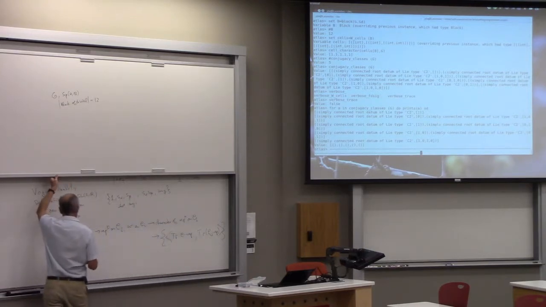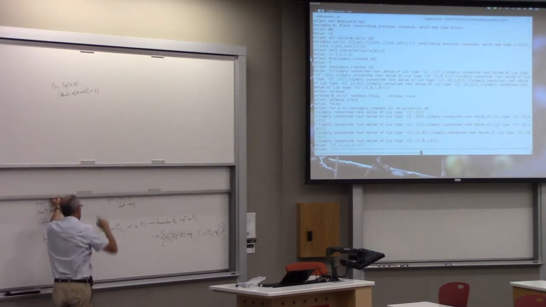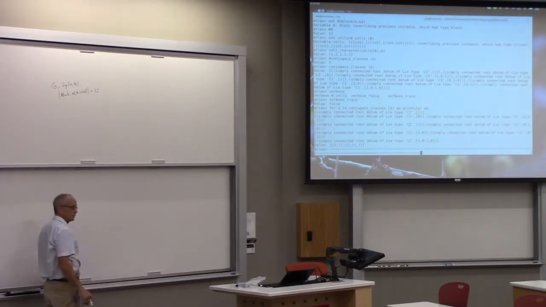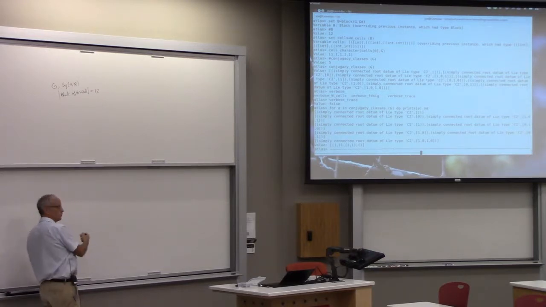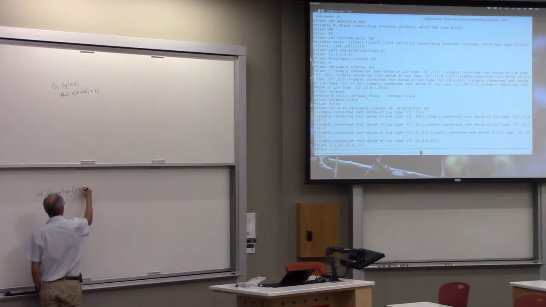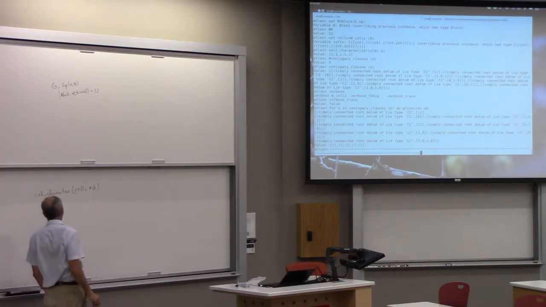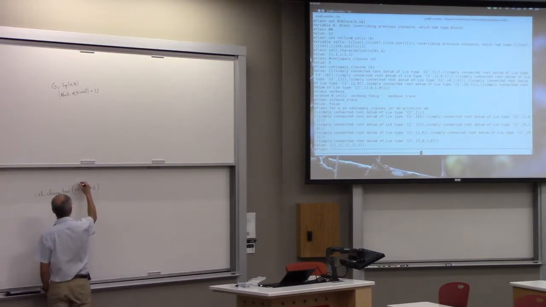So if you do cell underscore character of cell, G, or root datum, RD, this computes... so this is a cell, which is a representation of the Weyl group of this root datum.